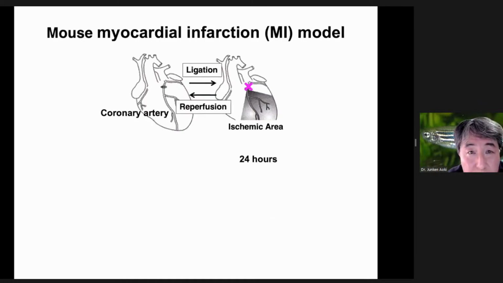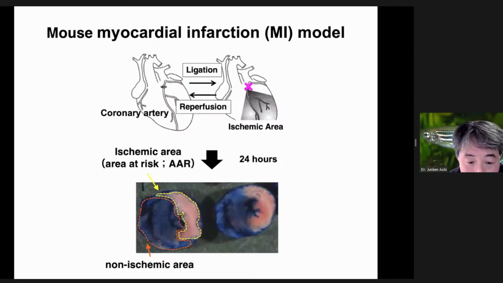So we want to know the role of DHA-LPA. We first introduced a mouse myocardial infarction model, the MI model. In this model, we first ligate the coronary artery, and after 1 hour, we reperfuse. After 24 hours, we analyze phospholipid content by LC-MS. We distinguish the non-ischemic area from the ischemic area using some dyes.